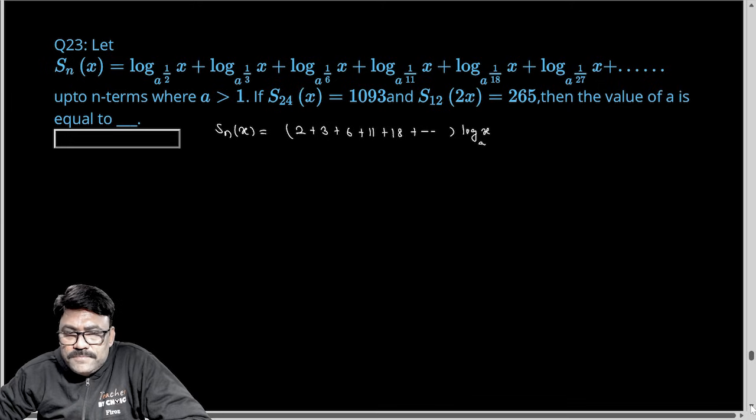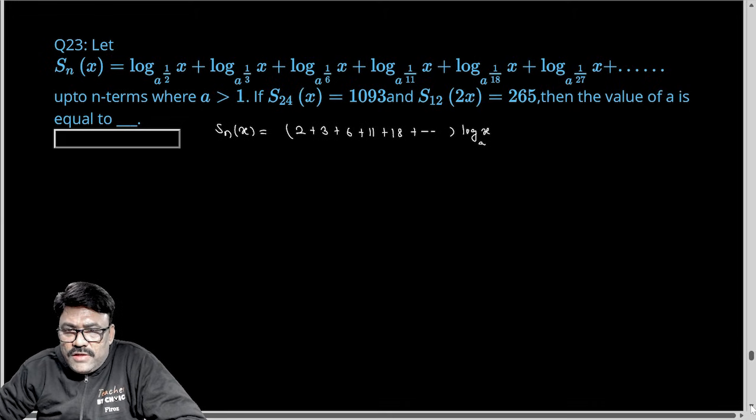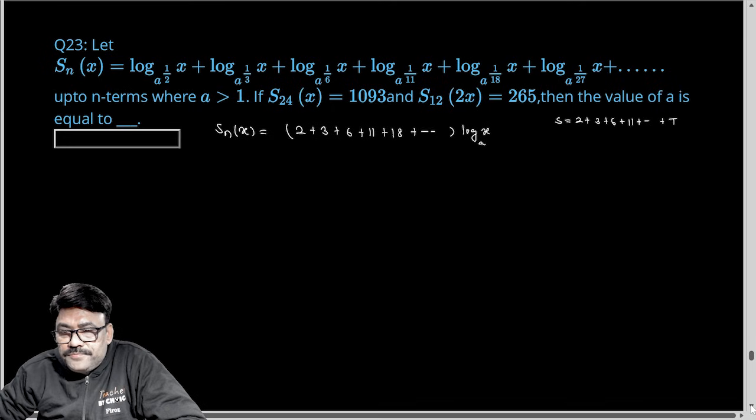So let's get the nth term of this series first. Let's suppose S is the sum 2 plus 3 plus 6 plus 11 up to the last term, and let's say its general term is Tn. If I subtract S from it, S written again as 2 plus 3 plus 6 up to Tn, and subtract.